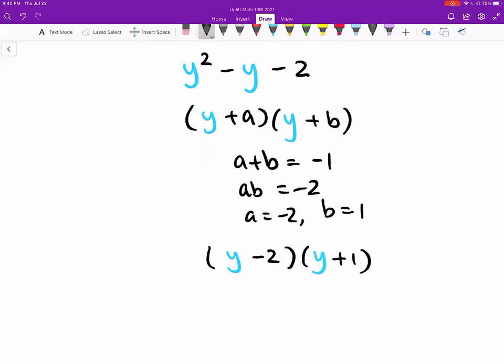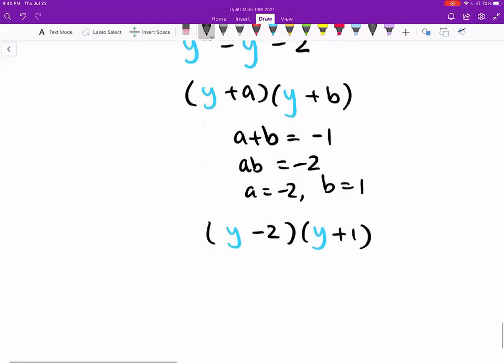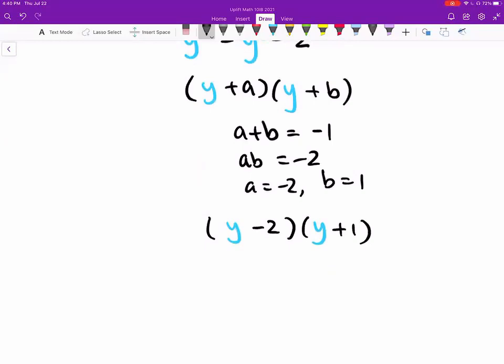Too many colors. True. I just want to make it simpler by substituting back into y. Yeah, it looks good. That's why I'm doing the colors.